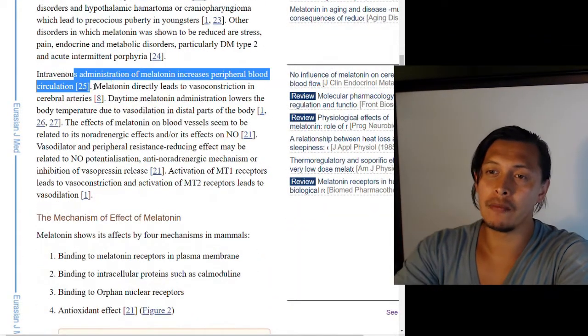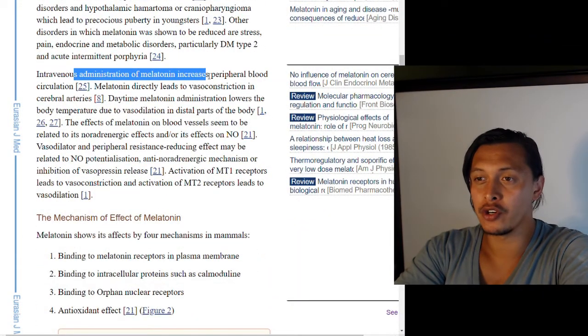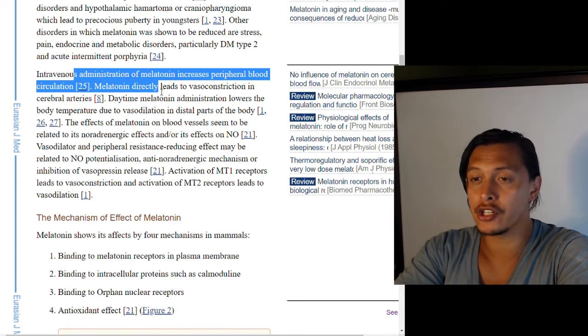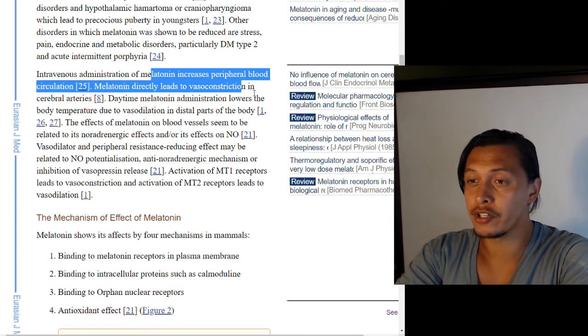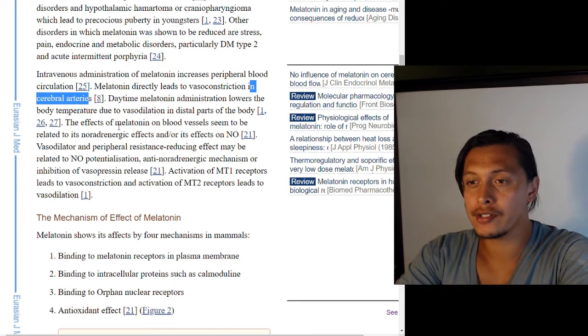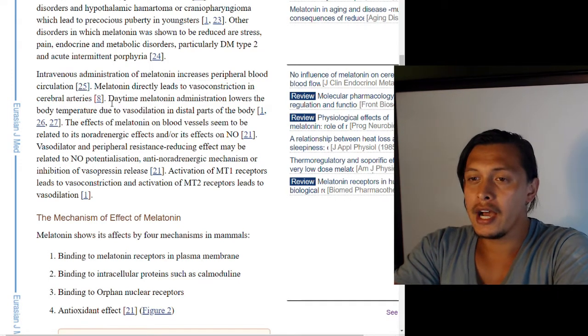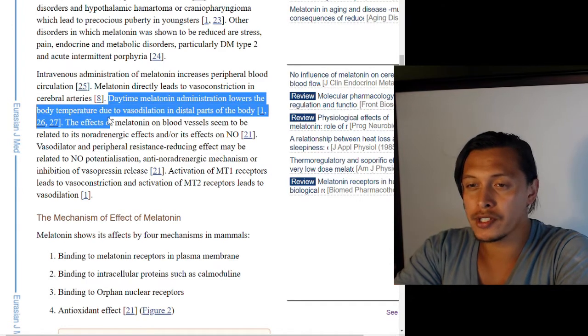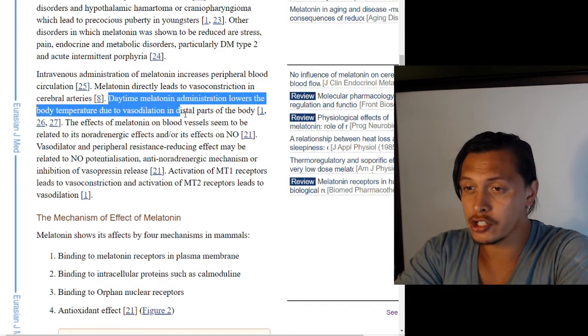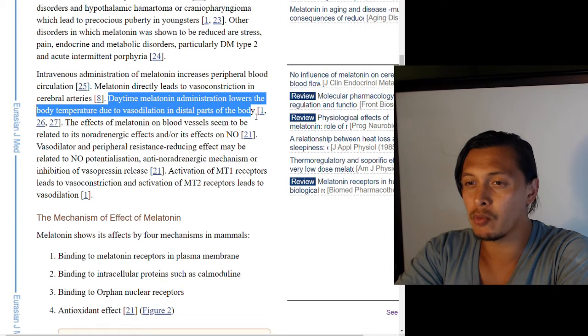So intravenous administration of melatonin increases peripheral blood circulation. Melatonin directly leads to vasoconstriction in cerebral arteries, so causes the constriction of these arteries. Daytime melatonin administration lowers the body temperature due to vasodilation in distal parts of the body. So what is this telling me?